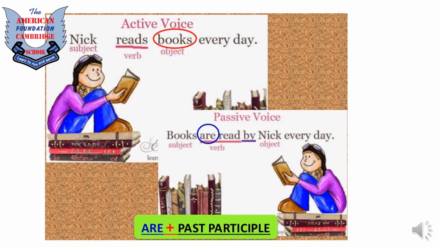We have to focus on the verb. That will always be the third form of the verb, and according to singular and plural we are going to use is or are, and we have to focus on the subject and object. This is the actual format of passive voice.